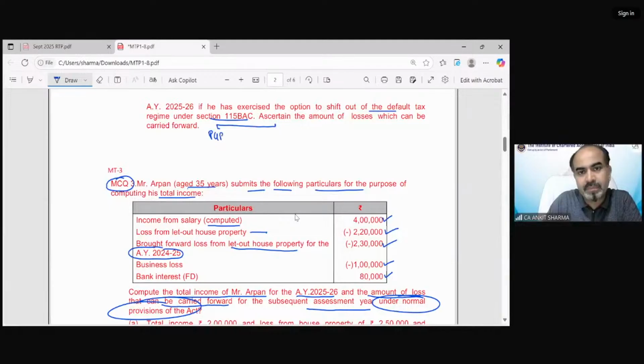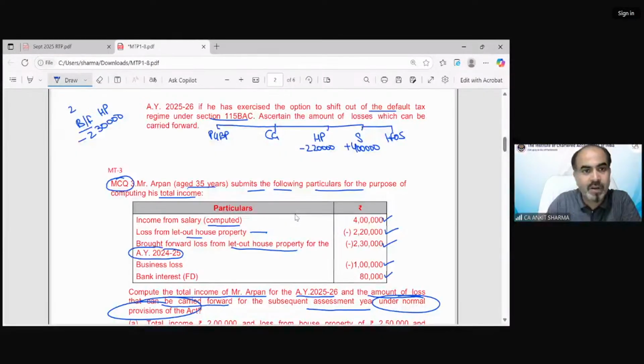So this is PGBP. We can make its capital gain, then house property, then salary or income from other source. So income from salary has been given in the question as 4 lakh. Loss from let out house property is 2,20,000. Now brought forward let out house property loss. Brought forward loss, we write down at a separate place. If we have income, then we will consider that after inter and intra head adjustment. So this is brought forward assessment year 24-25. Business loss is 1 lakh rupees negative. And we have income from other source positive. This is the information that has been given in the question.